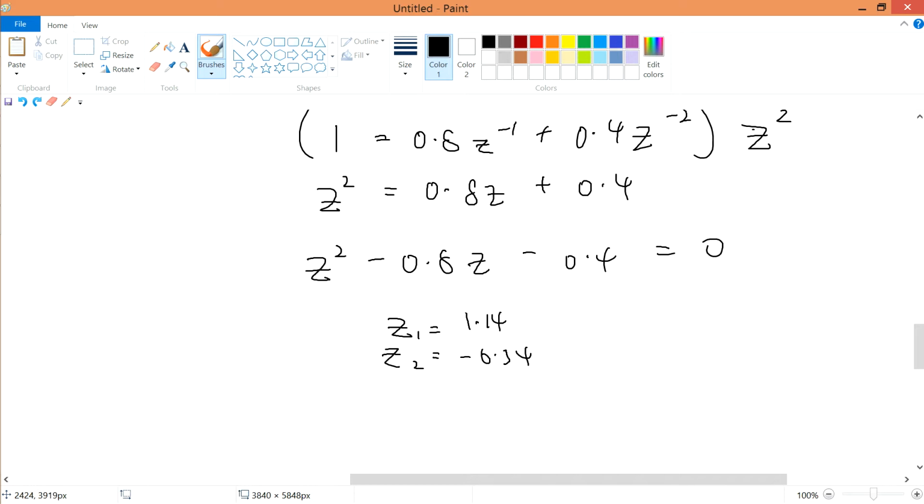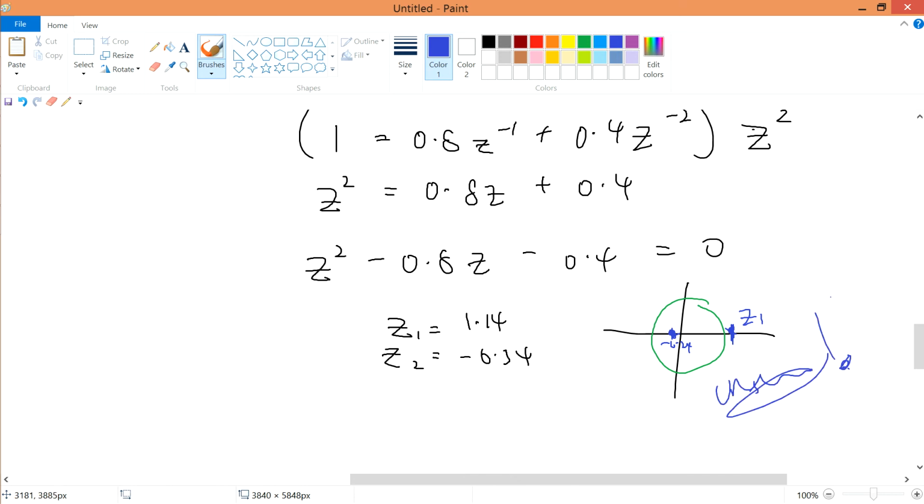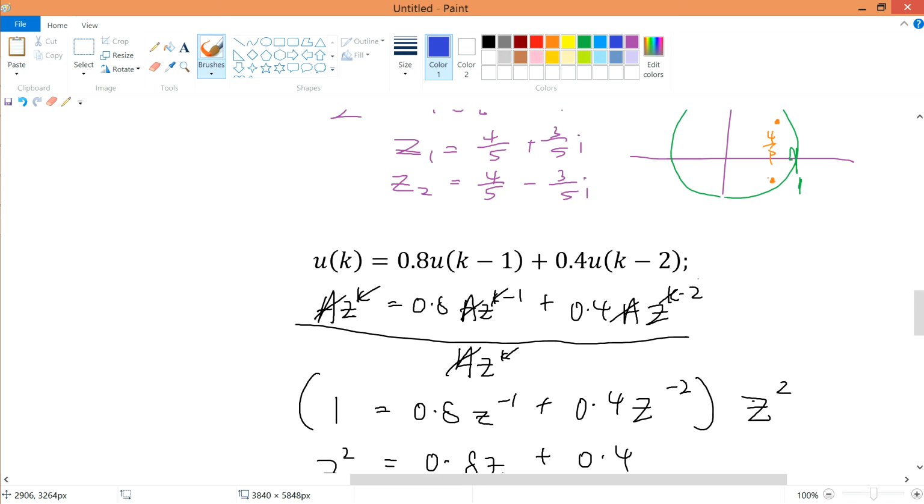When I see this one, I have 1. If I were to plot inside a unit circle, where is my unit circle? The circle is over here. When I plot, it exits already, it's outside already. This is z1. And I have a minus 0.34 over here. We got 2 points, 1 point outside. Is this stable? Definitely unstable. That's it, unstable.